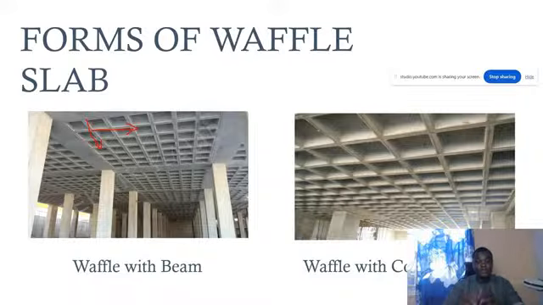The design of all of them is quite similar. The only difference is the way you distribute the load after you've analyzed and designed. Where you want to design the support, that is where the difference is.